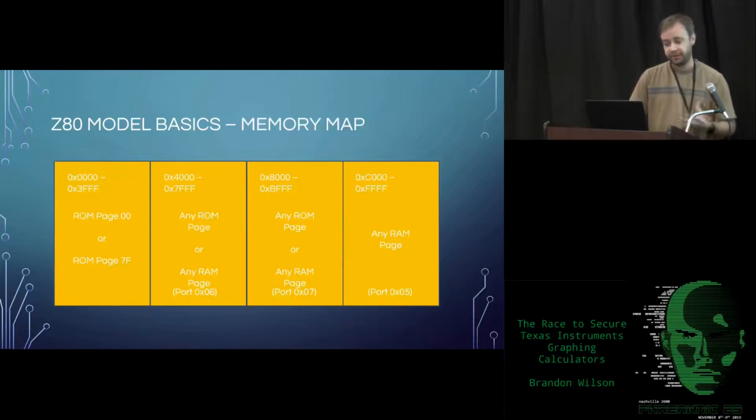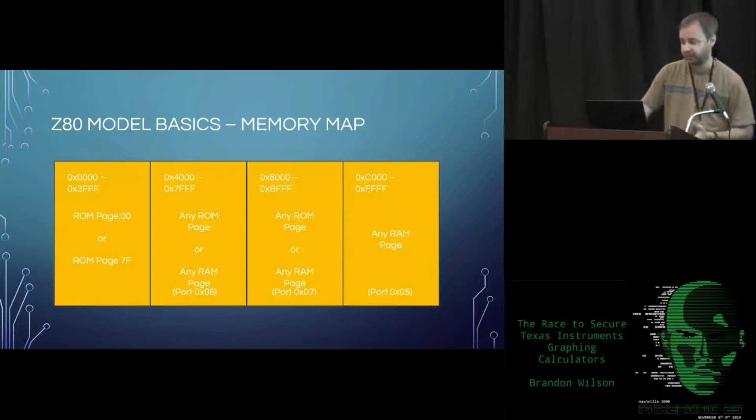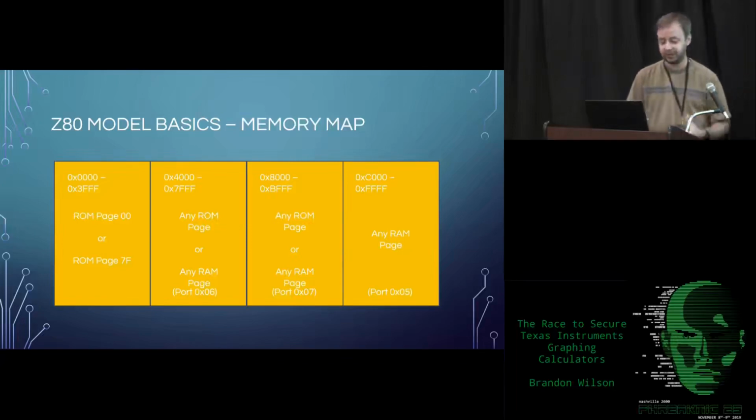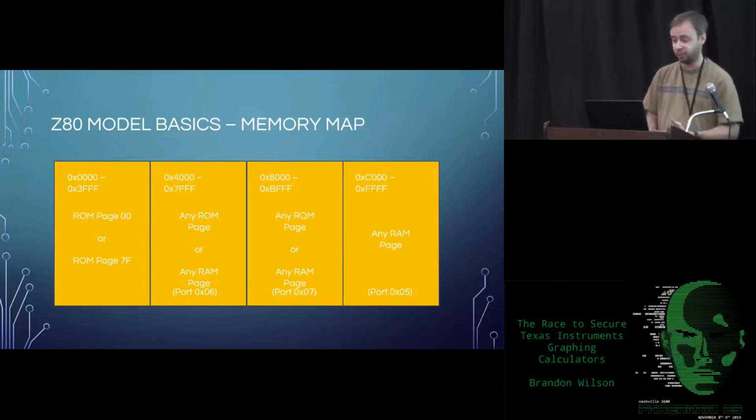So there are a few rules about how the bank switching works in the 83 Plus and 84 Plus series. Like I said, it's split up into 4 banks, 16 kilobytes each, starting at address 0, 4000, 8000, and C000. The first bank, except for some weirdness during the cold boot, always has ROM page 0, which is the start of the OS. And then the second bank is constantly being used to swap in different chunks of the OS, which is way bigger than 64 kilobytes. It's constantly swapping in what it needs when it needs it.